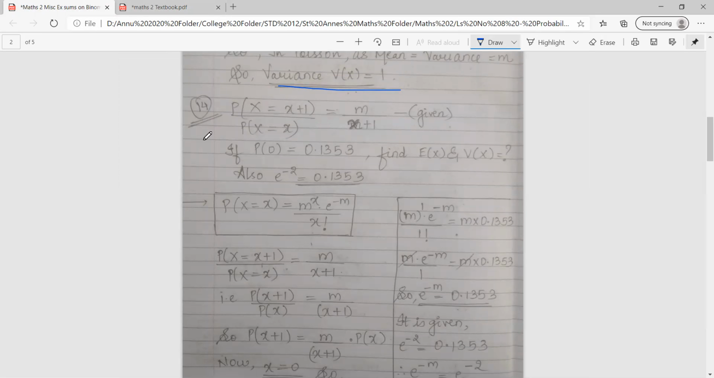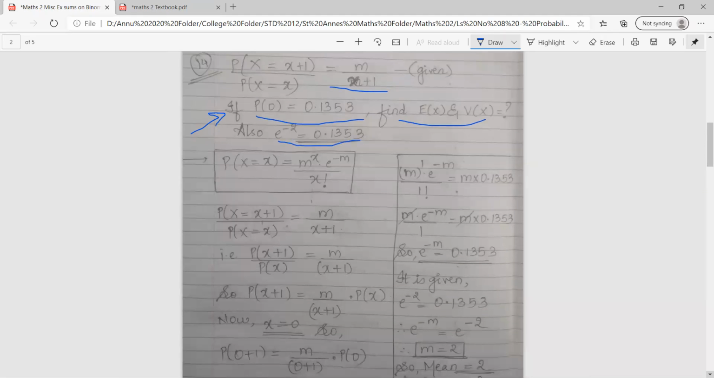The actual question is probability of x is equal to x plus 1 upon probability of x is equal to x is equal to m upon x plus 1. If p of 0 is equal to 0.1353, then you have to find the value of E of x and V of x. Also, e raised to minus 2 ka value is given to be 0.1353. So the question has been modified, changed. Please pay attention to this particular question.